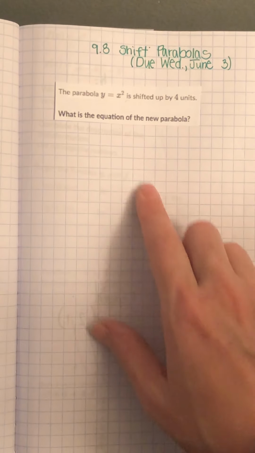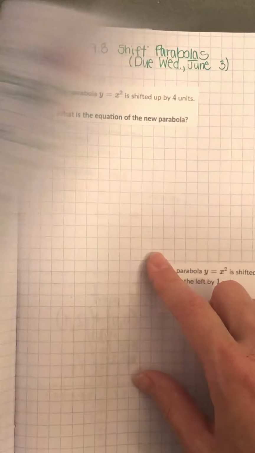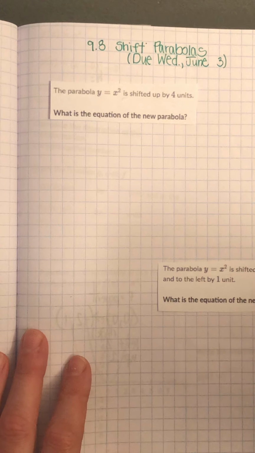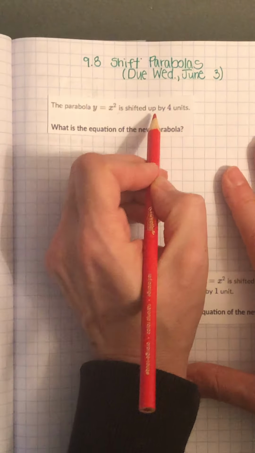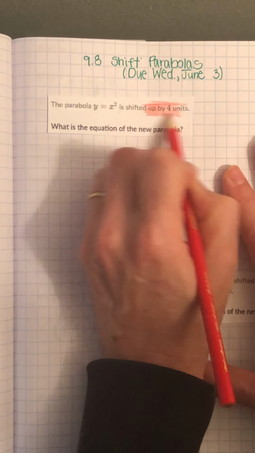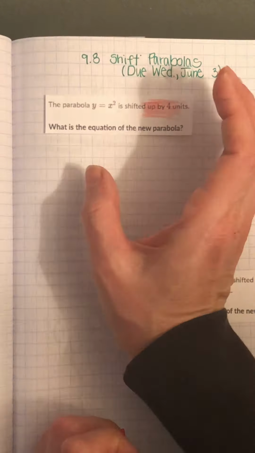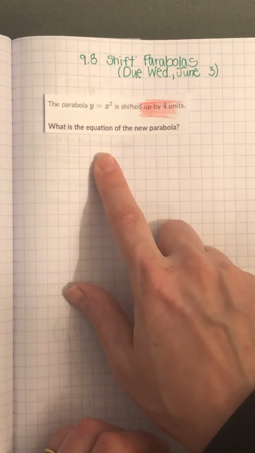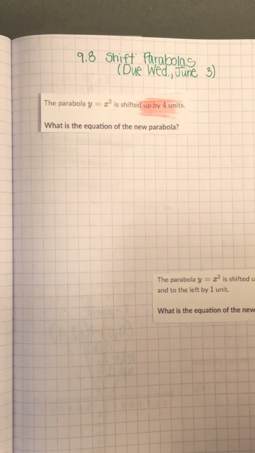Okay, so for this one, I used blue for my H and red for my K. So this is just shifted up by 4 units. So it's not going left or right at all. It's just going up on the axis. So it's going to sit at 0, 0, and then it's just going to move up. So it's still at 0 for the x. What is the equation of the new parabola? So this is one of the examples you might get.